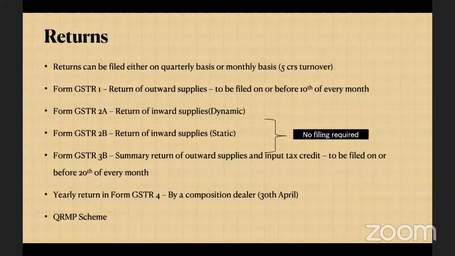It has its own subsets. So if you actually see GSTR1, it has B2B, B2C. B2B means if I am selling to a subsequent business, business to business transaction, then it is a B2B transaction. If I am selling to the ultimate customer, it is called B2C.